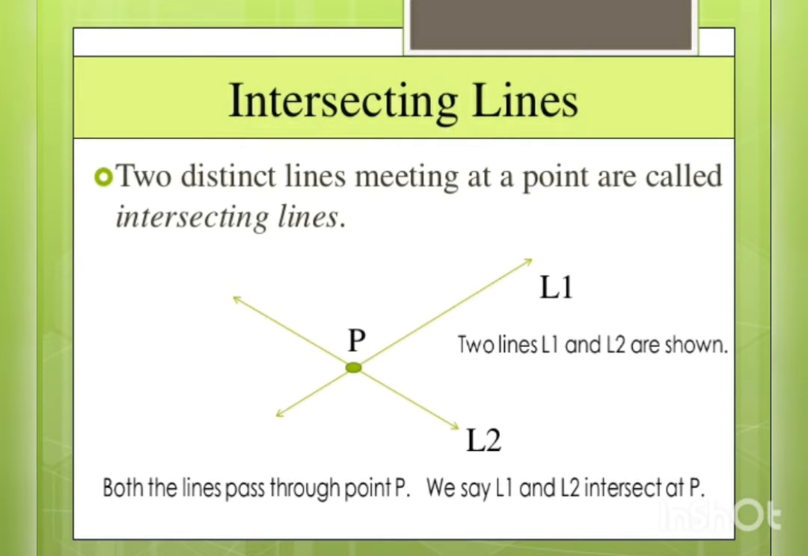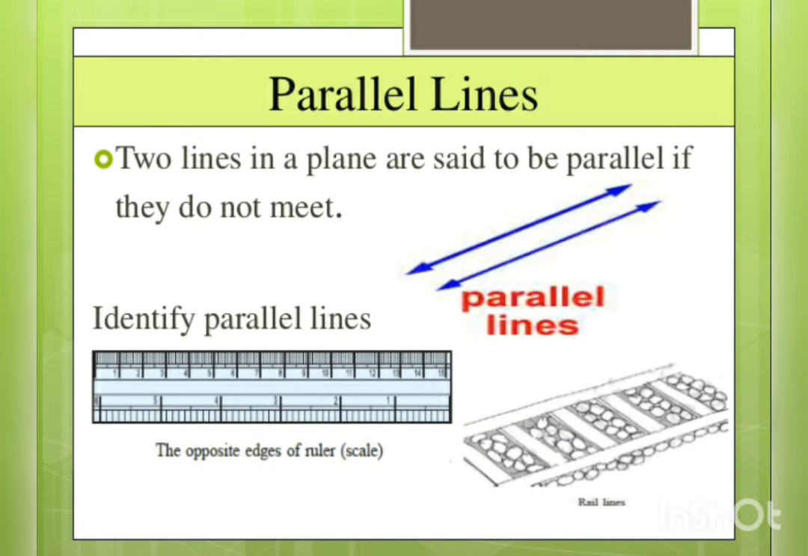Now what are intersecting lines? Two distinct lines meeting at one point are called intersecting lines. If two lines pass through each other, they are called intersecting lines. Both lines pass through P. We say that line 1 and line 2 intersect at P. The intersecting point is marked as P. Now what are parallel lines? Two lines in a plane are said to be parallel if they do not meet each other. Intersecting lines meet each other, but parallel lines do not meet each other.